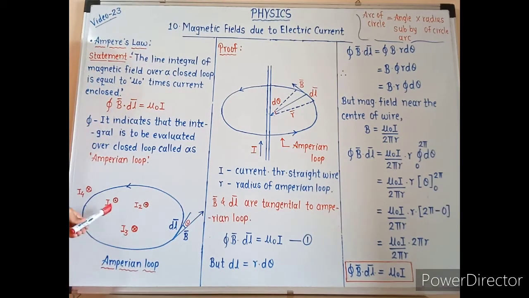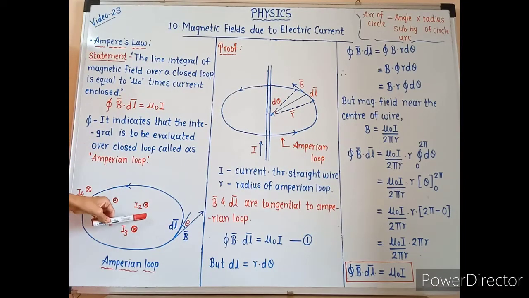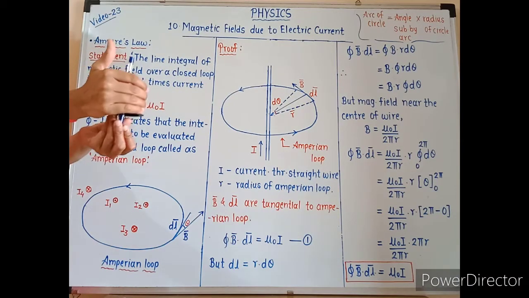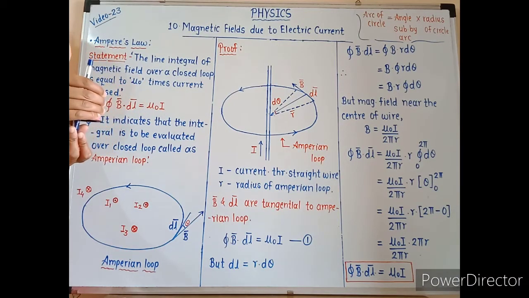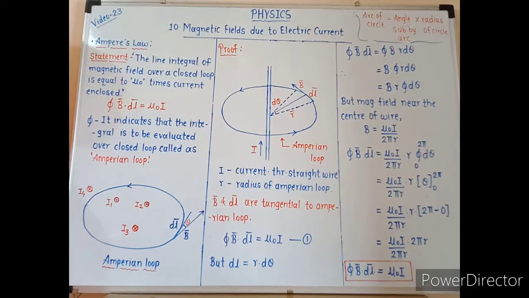Now these currents I1 and I2 are coming out of the plane of the paper. That is, these currents I1 and I2 are parallel to this stretched thumb. So these two are positive, as the currents I1 and I2 are coming out of the plane of the paper.